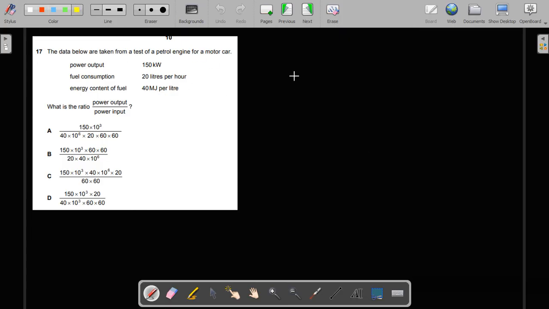Okay, first of all, power input. For power input, we can write 40 megajoules times 20 because of fuel consumption divided by time, which is set per hour. So 1 hour is 60 minutes times 60 seconds, which is 3600.